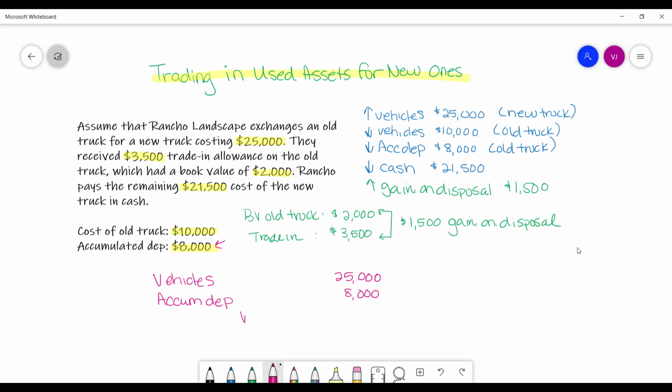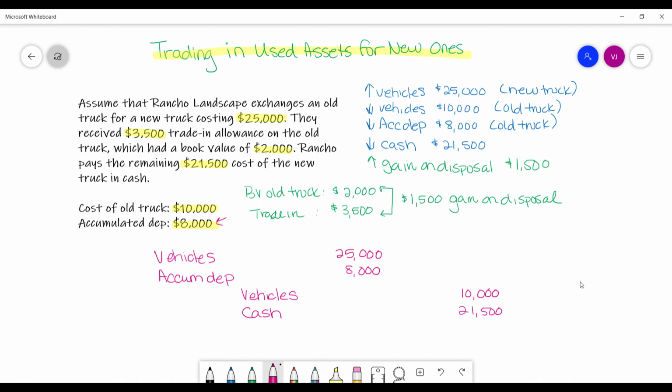Now we also have to remove the old truck. So we're also going to credit the vehicles account for the amount of the cost of the old truck. So we're going to credit vehicles for $10,000 to remove the cost of the old truck. And we're going to credit cash for $21,500 since we're spending $21,500 cash on this purchase of the new truck. And then lastly, we have to record that gain on disposal of plant assets. So we're going to just put gain on disposal here. We're going to credit that gain just like we would credit revenue for $1,500.